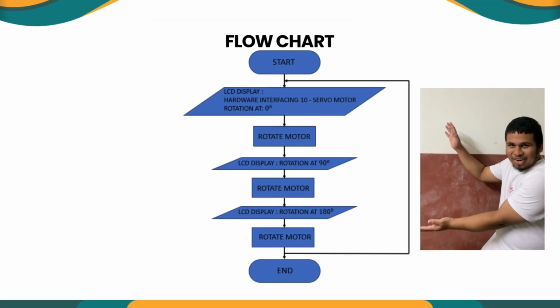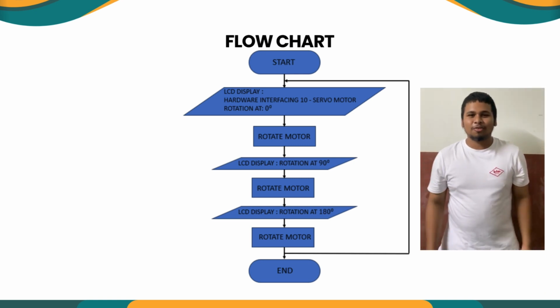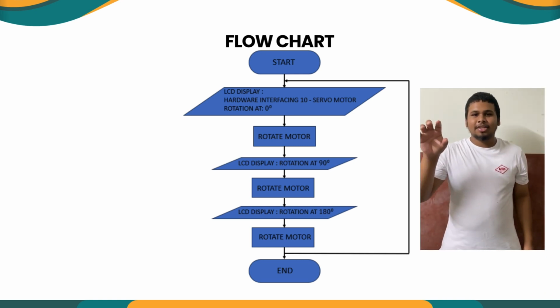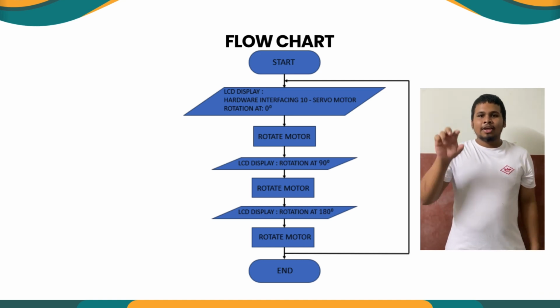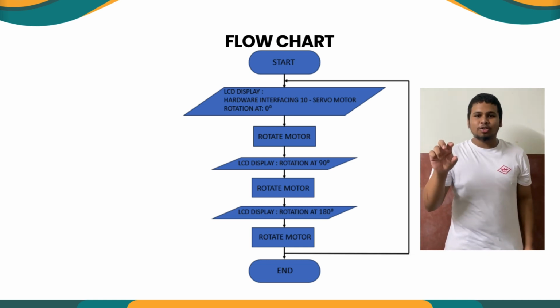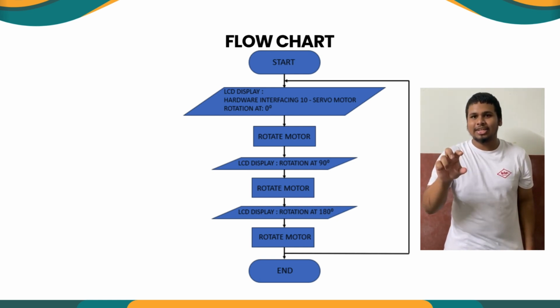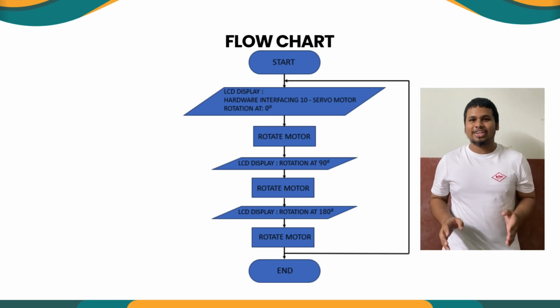Alright guys, now we're looking at the flowchart. From the flowchart, as you can see, we start off with the start position. Then once we turn on the supply, the first thing that will pop out is the LCD display, hardware interfacing 10, servo motor on LCD. Then the rotation position will be at 0 degrees.